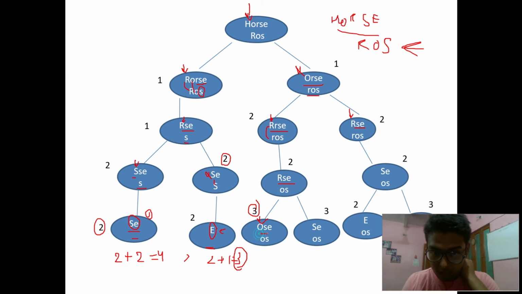and OS matches OS, then E matches. So after this step we will have E left in string 1 and nothing left in string 2. So our answer here will be 3 plus 1, which is equal to 4.